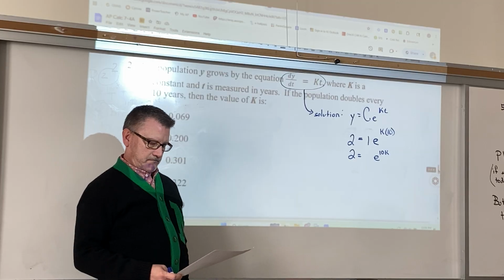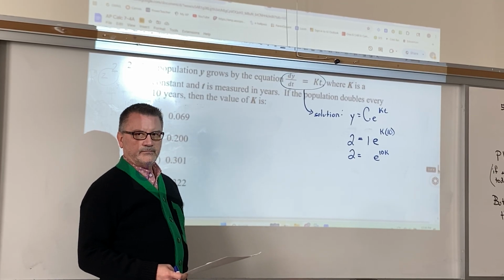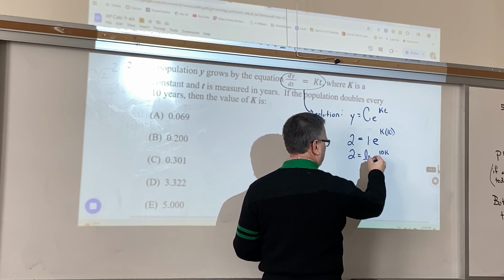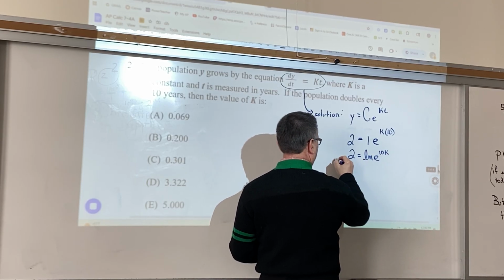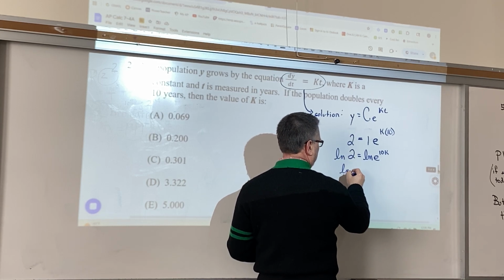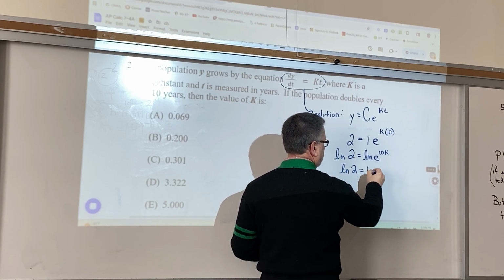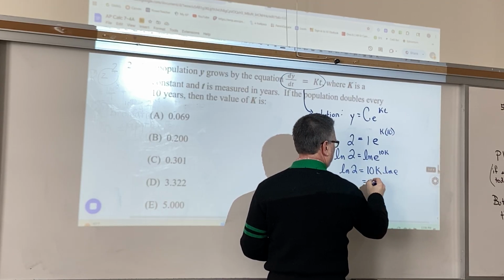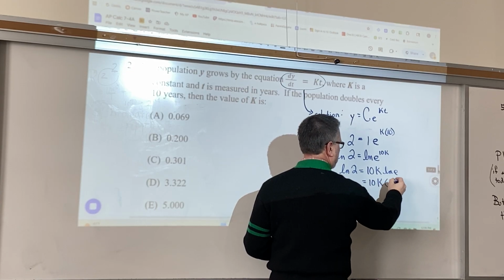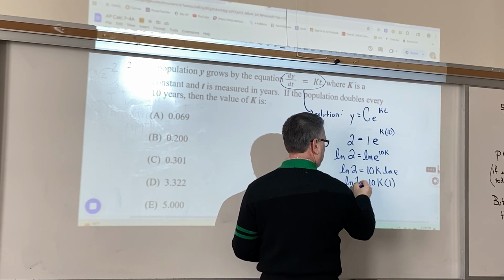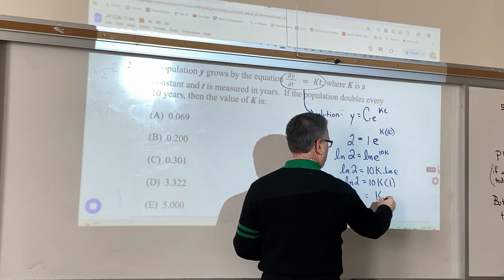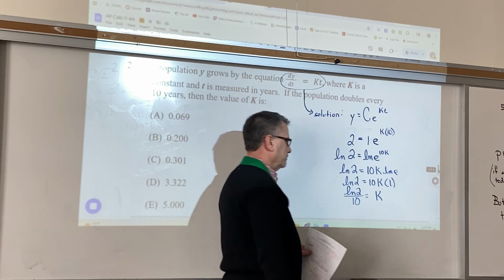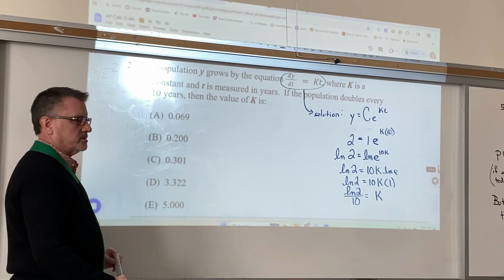Well, now I'm trying to find k. Natural log. Why not use a log that has that same base, ln? Because then I'm gonna bring that down. Well, that means I gotta do this side. So I get ln 2 equals 10k ln e, and that's just gonna be 1, which is why I chose ln 2 over here. And so I think k is going to be natural log of 2 divided by 10. Oh, I don't see that as one of my answers.